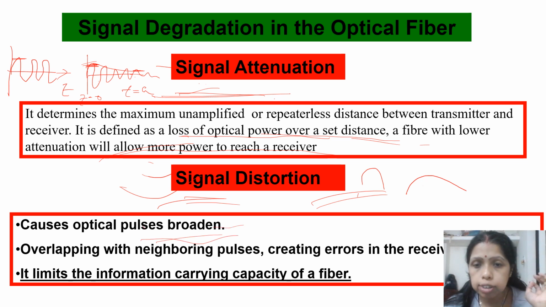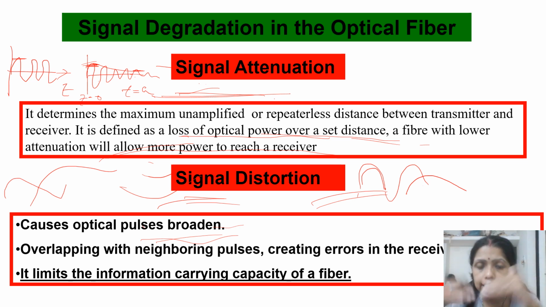Suppose you can say this is one wave. If the pulse is broadened, then what will happen? The pulse is broadened, so the next consecutive positive half will overlap with it. Two positive halves will overlap with each other, because each and every pulse is getting overlapped, right? So this concept is called signal distortion. I hope it is clear.